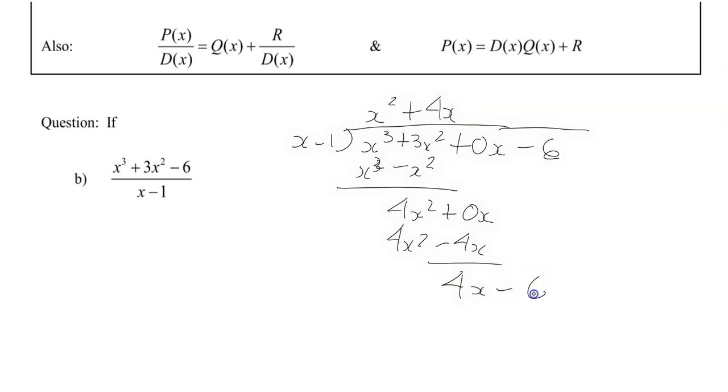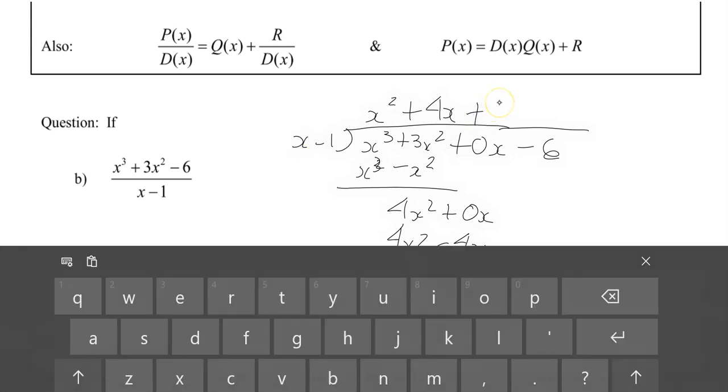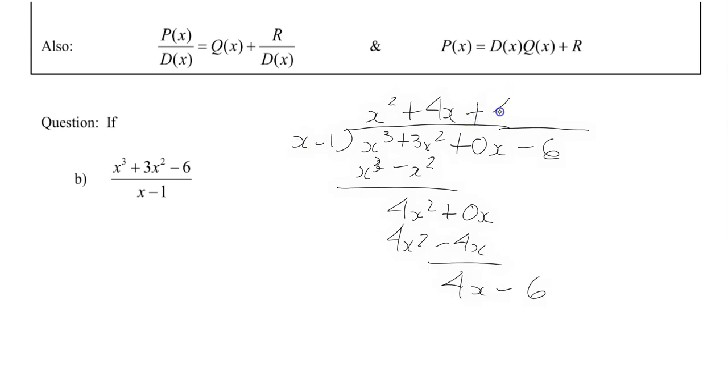Right, and then bring down the 6. x goes into 4x 4 times. Plus 4x minus 4, subtract 4x minus 4x. Negative 6 minus negative 4. Make sure your integer arithmetic is good, right? Negative 6 minus negative 4 will be negative 2.